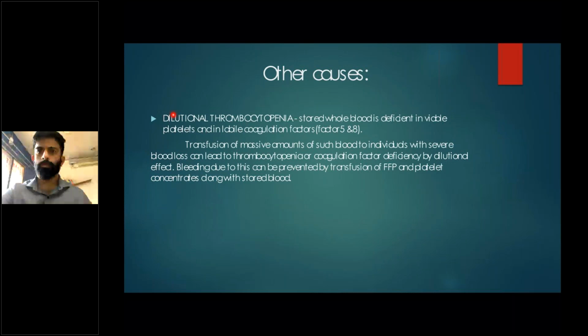Other causes are dilutional thrombocytopenia, where stored whole blood is deficient in viable platelets and labile coagulation factors 5 and 8. So transfusion of massive amounts of such blood to individuals with severe blood loss can lead to thrombocytopenia or coagulation factor deficiency by dilutional effect. Bleeding due to this can be prevented by transfusion of FFP and platelet concentrates along with the stored blood. So when you're transfusing whole blood, you have to make sure that the patient is going to have enough coagulation factors and enough platelets through FFP and platelets transfusion. So this is dilutional thrombocytopenia.